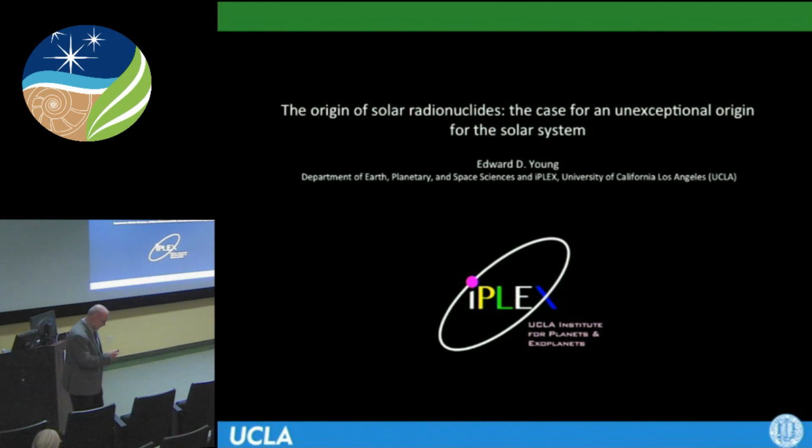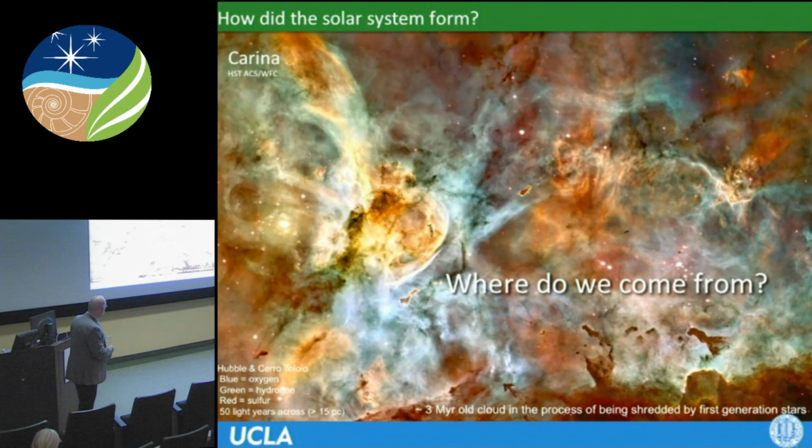And I'm going to start with this picture here, which is showing the Carina star-forming region. It's a very large star-forming region in our own galaxy. And it's the kind of place that I'm going to argue that the sun was born in. And I think we can quantify that through the radioisotopes that we've got in our meteorite collections.